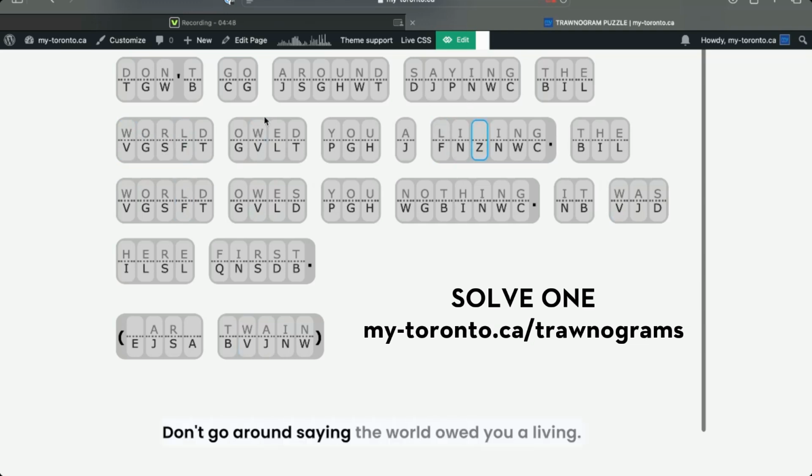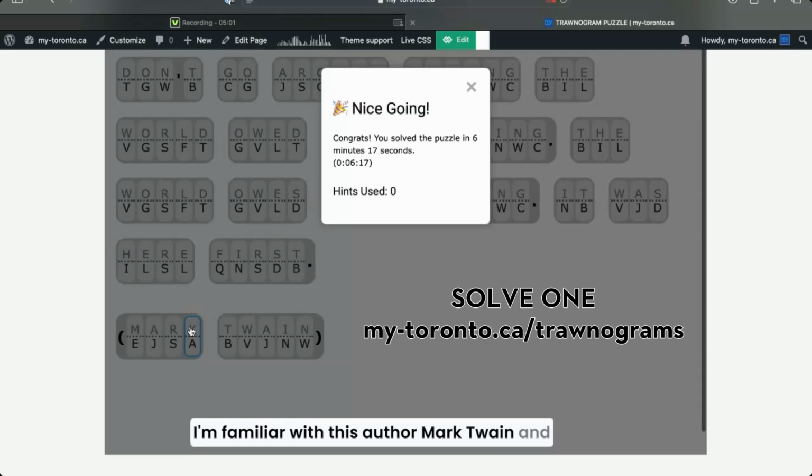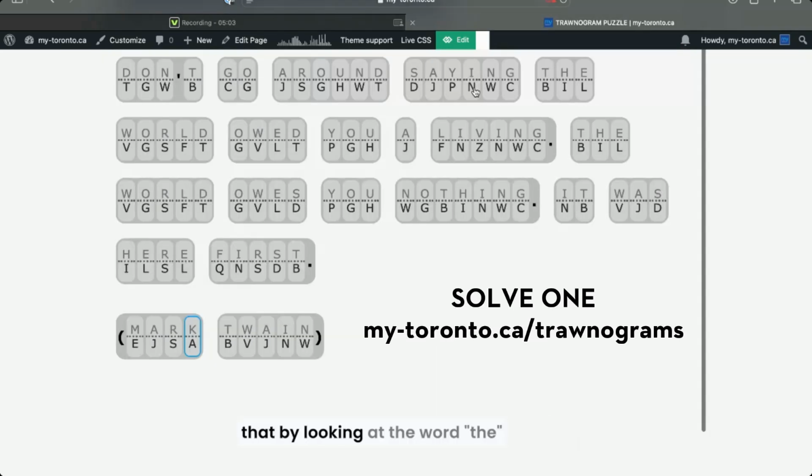Don't go around saying the world owed you a living, probably. The world owes you nothing. It was here first. Looks like we've solved it. Who said it? I'm familiar with this author, Mark Twain. And that, by looking at the word the, the word you, the word a, the popular repetition of T and H and other words, helps us break this cryptogram puzzle.